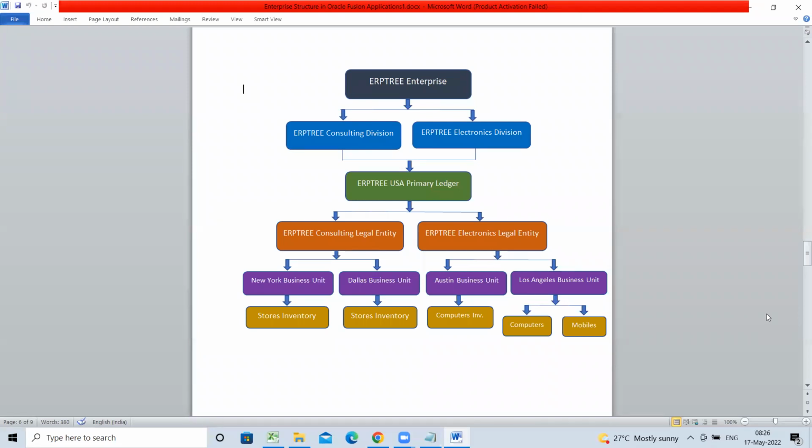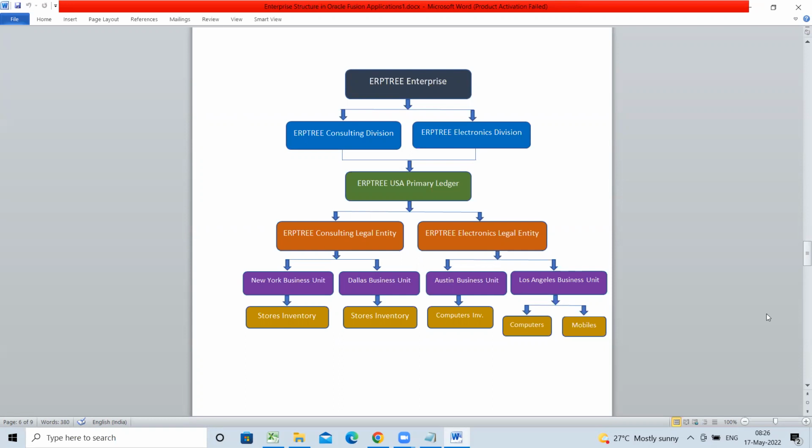Lakshman, I have one question. If you want to generate the reports at division level, that means how much revenue you have generated in each division, as well as at company level, how can we see that? Report generation you can do that.